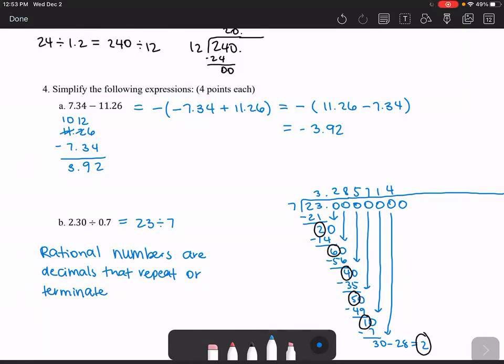And this 23/7 is a rational number, right? A rational number is also a fraction where the numerator and the denominator are integers, where you're not dividing by 0. So this is going to be a decimal that repeats or terminates. You just have to eventually get there. So it's going to end eventually, or it's going to repeat. And recall that we know it's going to repeat once we get the same remainder.